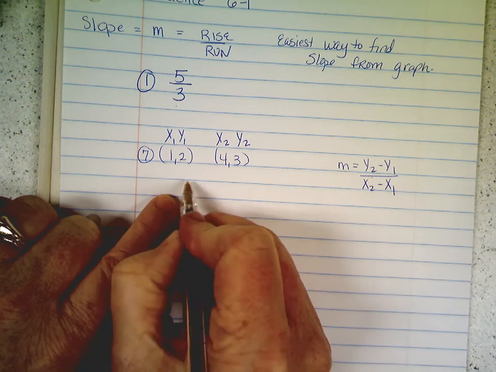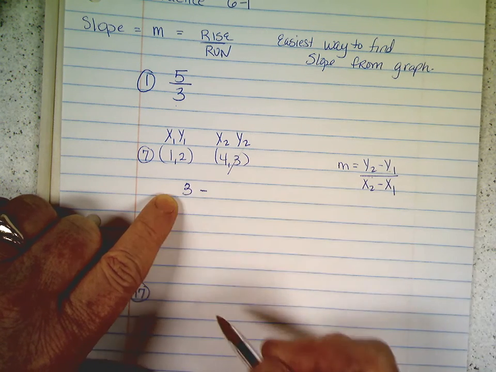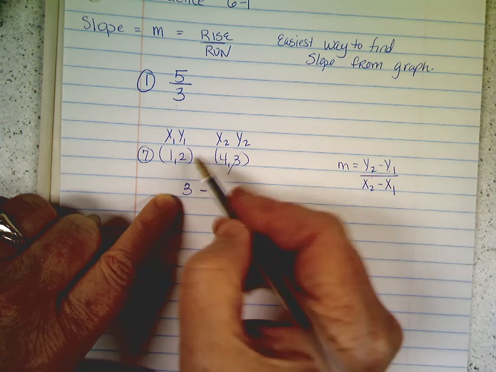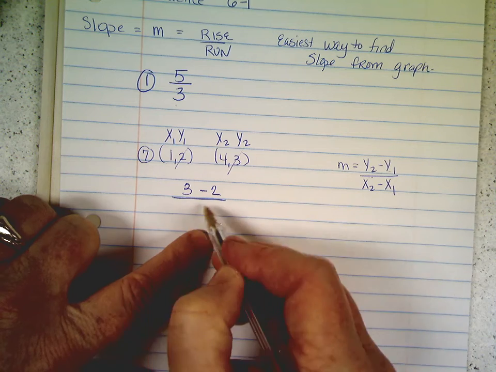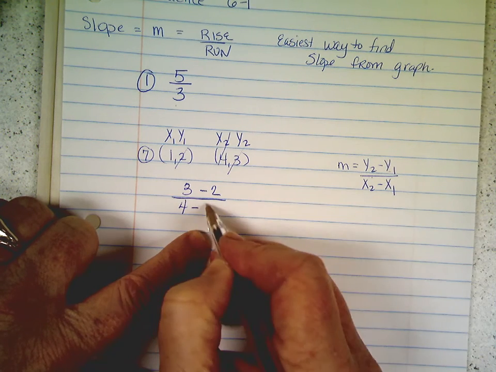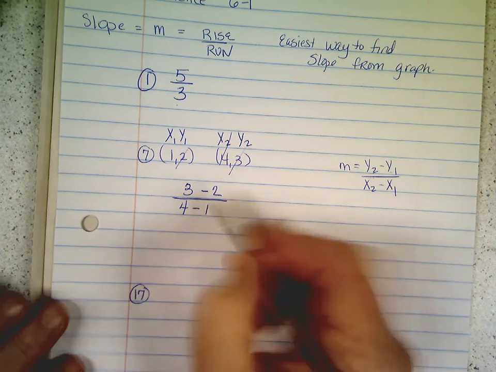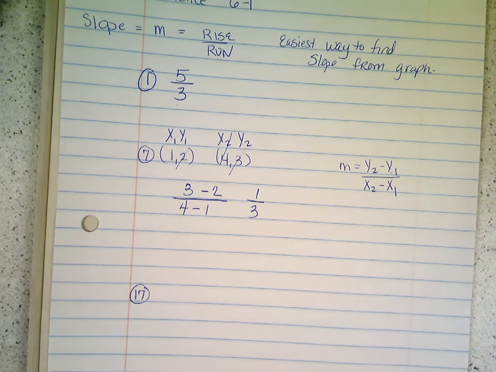We want y sub 2, which is 3, minus y sub 1. I kind of put a line through it when I use it so I don't go back and get it again. Y sub 1 is 2. X sub 2 is 4. There it is. And x sub 1 is 1. And then we do the math. 3 minus 2 is 1, and 4 minus 1 is 3. So the slope for number 7 is 1/3.